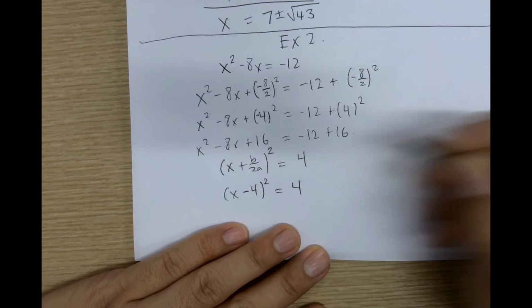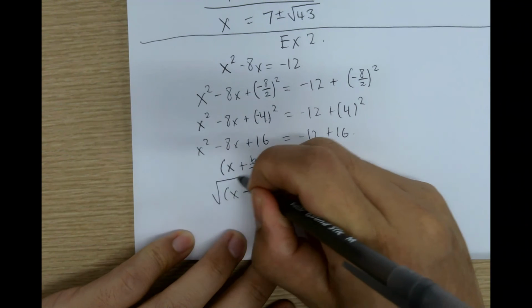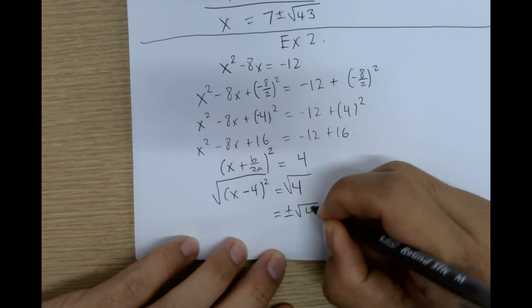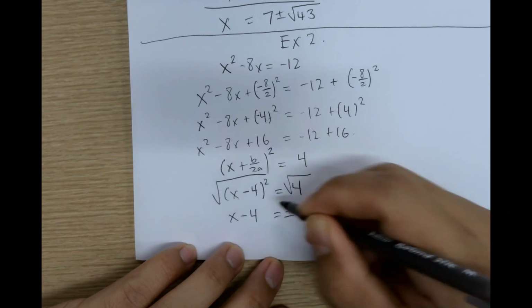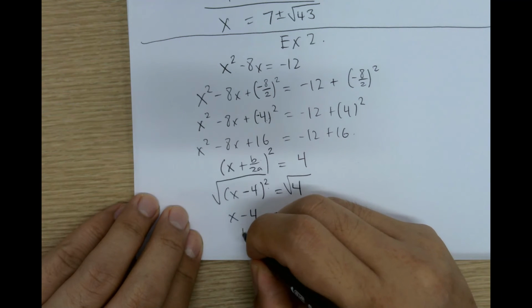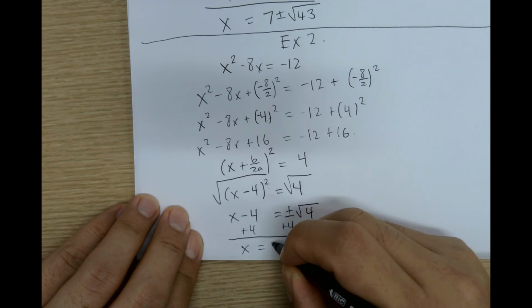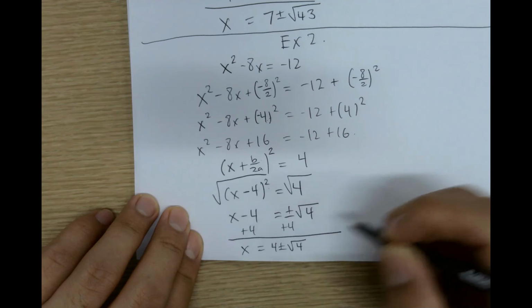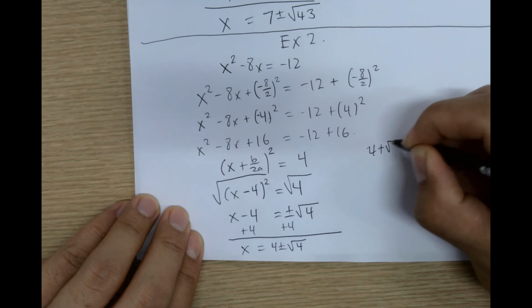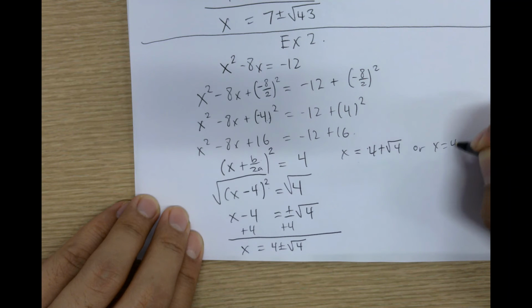Okay, once we're at this point, we can go ahead and square root both sides. Just as a reminder, it becomes plus or minus the square root. This becomes x minus 4 because once you square root both sides, you drop the square. We can add 4 to both sides. We get x is equal to 4 plus or minus the square root of 4. I'm going to split this up into 4 plus the square root of 4 equals x, or x equals 4 minus the square root of 4.